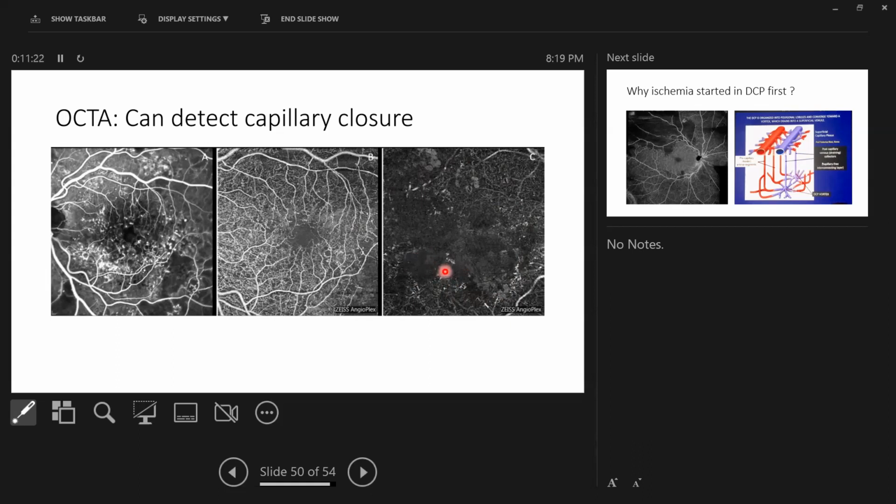Can anyone answer? By the way, this patient, if you look at the fluorescein angiography and you look at the superficial capillary plexus, you may say that this patient is good. But if you look at the deep capillary plexus, you can guess that the vision in this patient would be very bad. So the question is, why did the ischemia start in the deep capillary plexus, not in the superficial capillary plexus? Any? Choroidal supply. What do you mean by choroidal supply?